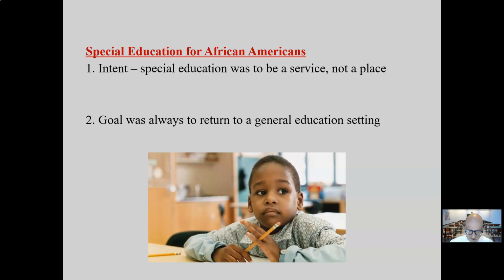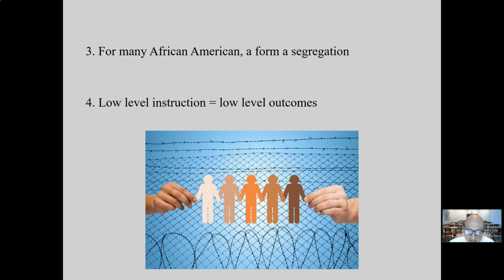Now, the goal was always to return students to a general education setting once their goals were met. Once appropriate strategies and modifications were in place, the goal was always to exit the program. However, this often does not happen, and I often see this in terms of reading. Students, once they're in the special education system, experience no acceleration. For many African American students, compared to white students with the same label, it becomes a form of segregation.